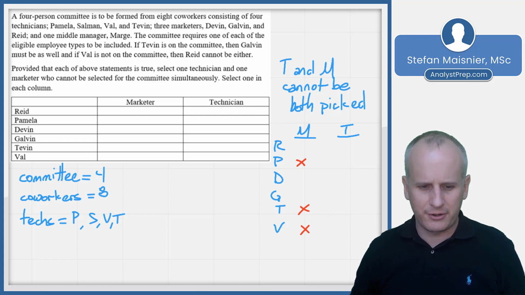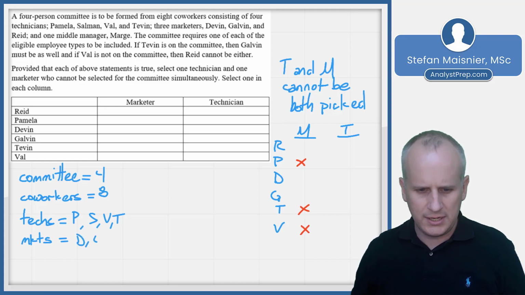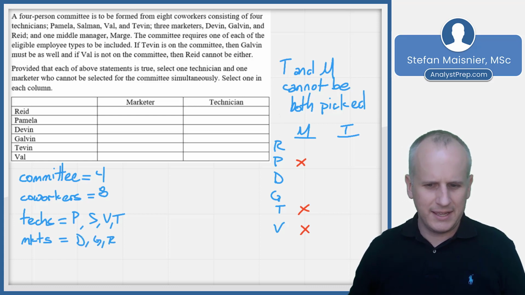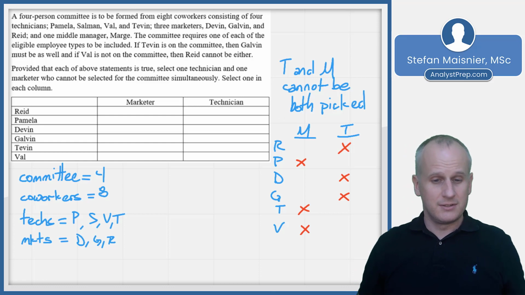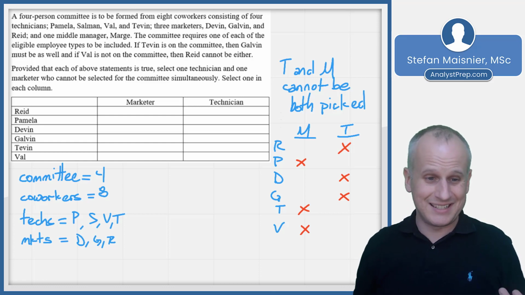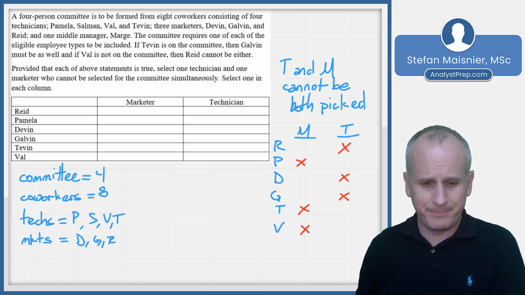Then we keep moving through the problem. We learn that the three marketers, and I'll just use a little shorthand of MKTS for marketers, those are going to be D, G, and R. So again, similar to what we just did previously, we know that R can't be our technician. We know that D can't be our technician, and G can't be our technician. So just keep on crossing them out, and I can see that at least I can make an educated decision already.